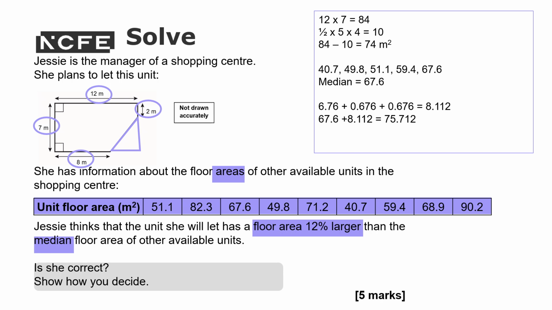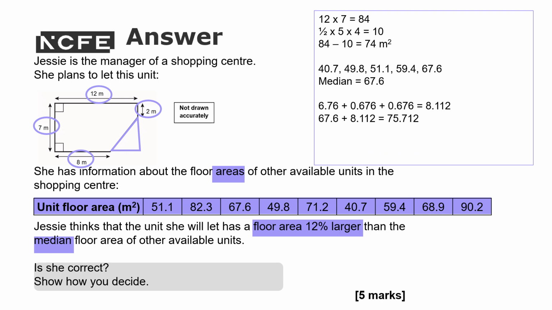Now I've got enough information to answer the actual question. Is Jessie correct? She thinks that the floor area of her unit, which is 74 meters squared, is 12% larger than the median of the other floor units. Is it? No, it's not. 74 is less than 12% more than the median. So is she correct?